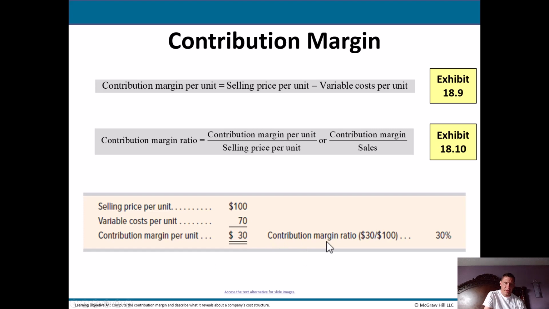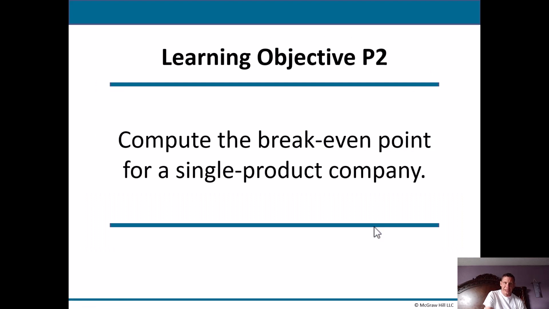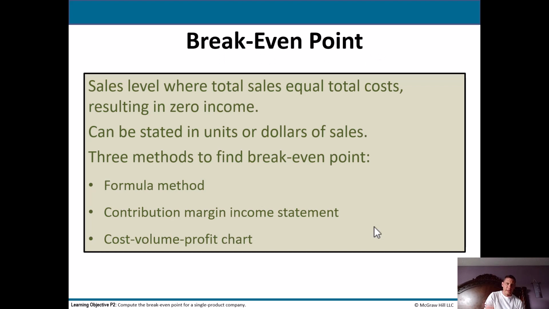So the contribution margin ratio here is just 30 divided into 100, so of course it is 30%. All right, the next thing we'll look at is break-even point for a single product company. I'm sure you've all heard of break-even point. Think of it as where total sales equal total costs and there is no income. You're not losing money, you're not making any money. You're at zero, right? Negative one onwards is a loss, positive one onwards is a profit. You're right there in the middle.